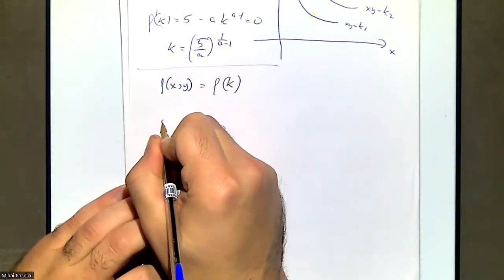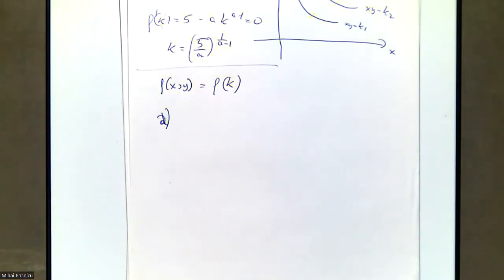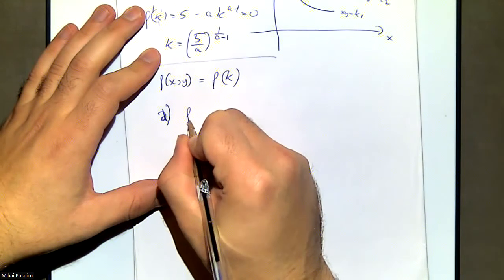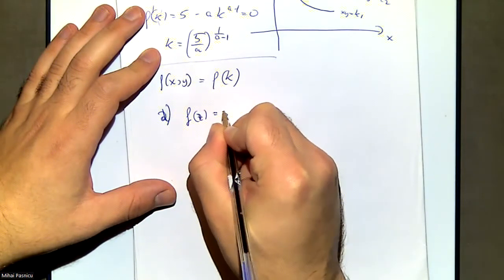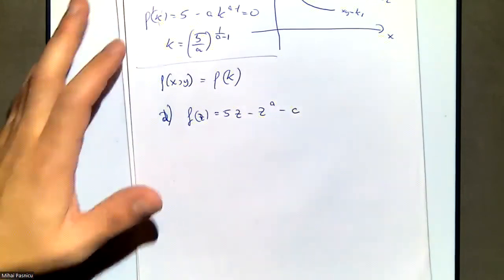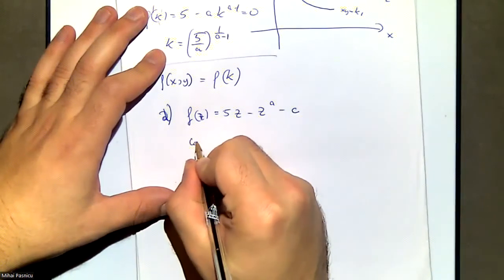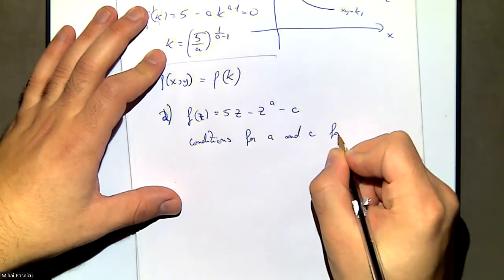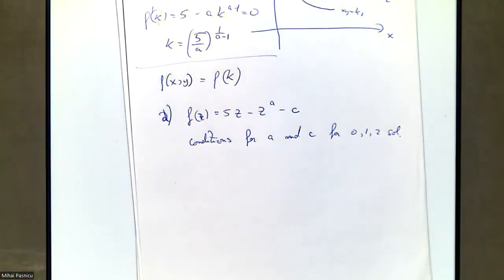Now let's look at, I would say, the hardest problem of them all. If you solved this by yourself, or if you thought of it by yourself, it's an extremely good sign. It's giving f of z, which is 5z minus z^a minus c, something like that, I think. And it's asking you for conditions on a and c for 0, 1, 2 solutions. I think this is the hardest problem. Now, how do you start it?